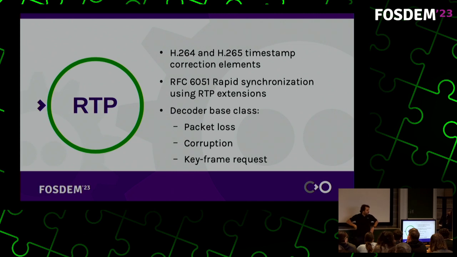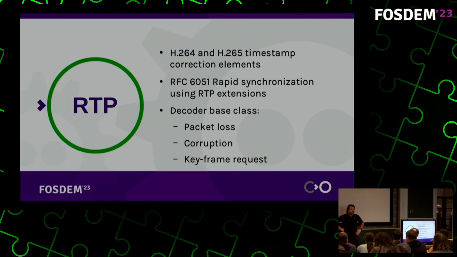We also support RFC 6051, so that's a way to synchronize streams immediately. So traditionally with RTP, you send two streams, audio, video, separate timestamps, and then sometimes later you get a packet telling you what the correspondence is. With 6051, we add the RTP header extension in every packet so that we can be synchronized from the first packet.